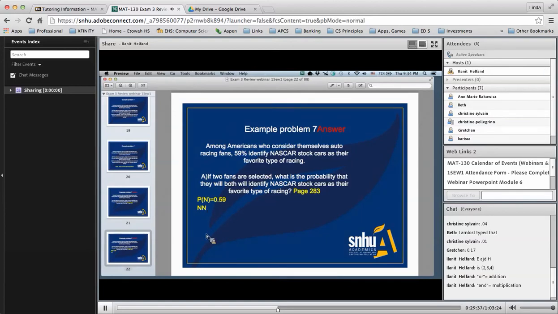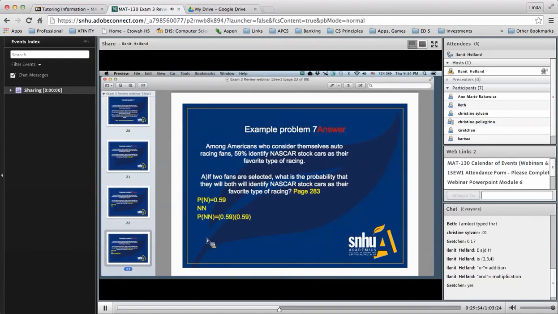Does my shorthand make sense to you guys? Because I'm going to keep using it for several problems. So if it doesn't, I want you to tell me so that I can explain it more. Cool. Okay, so that's my shorthand, right? So NN, we're asking about what's the probability of having an NN.